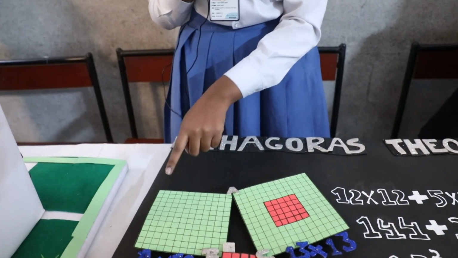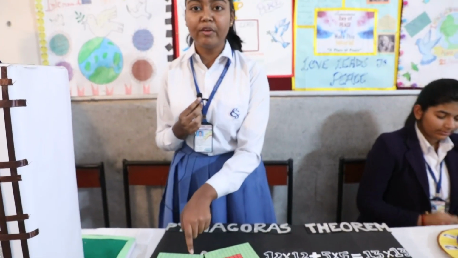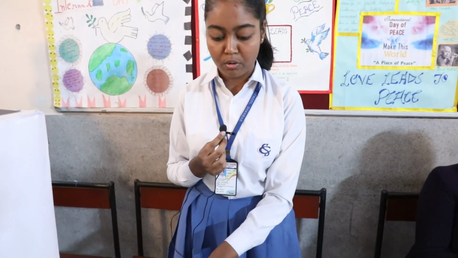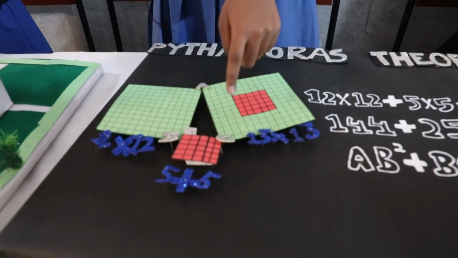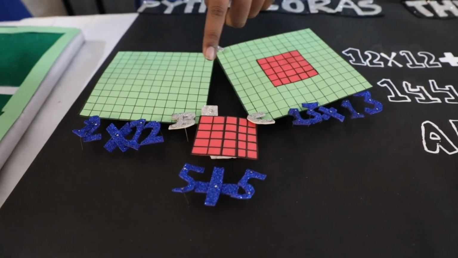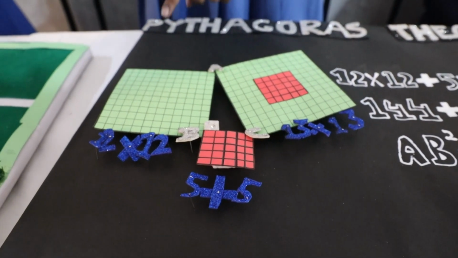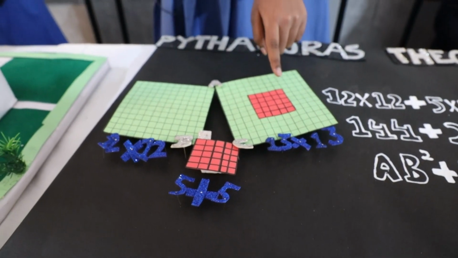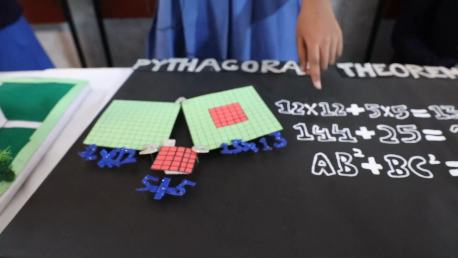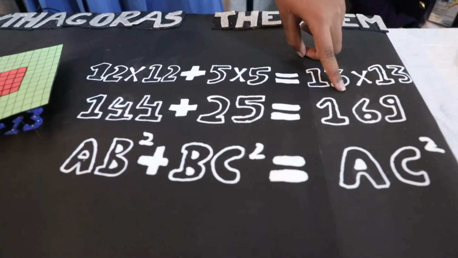In the first square, there are 12 squares horizontally and 12 squares vertically. So when we sum up these squares, we get 12 into 12, that is 144. Similarly, in the second square, there are 5 squares horizontally and 5 squares vertically. When we sum up these squares, we get 25. So the sum of these two squares is equal to 13 into 13, that is 169. From this theorem we are getting 144 plus 25 is equal to 169.